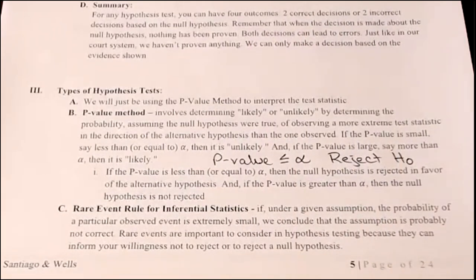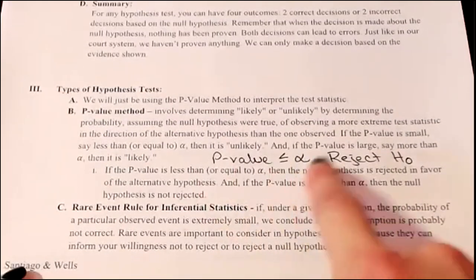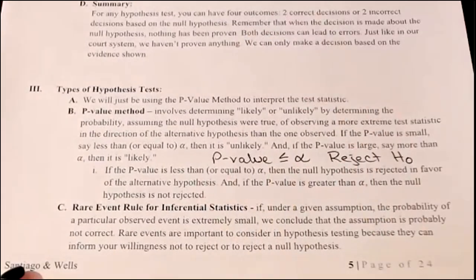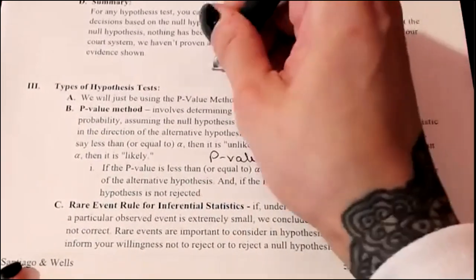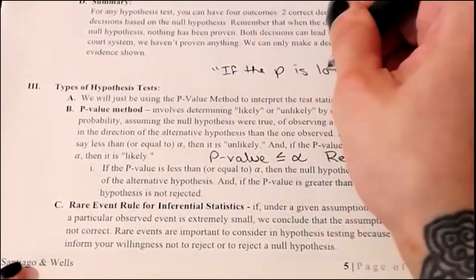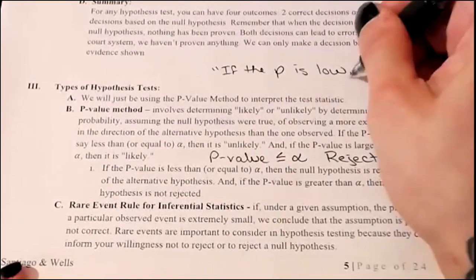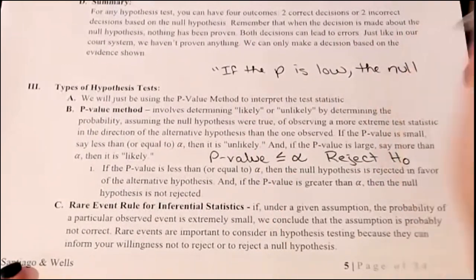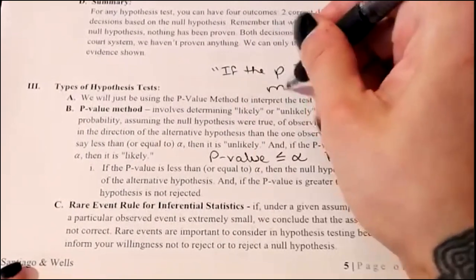There's a statement that I like that makes this really easy. When I was thinking about learning this again, this statement that I read somewhere says, if the p is low, then null must go. If the p is low, then null must go, right? Notice your p-value is smaller than alpha, so you reject it. I am going to write that down, even though that's kind of a goofy statement. If the p is low, meaning lower than alpha, the null, meaning the null hypothesis, must go.